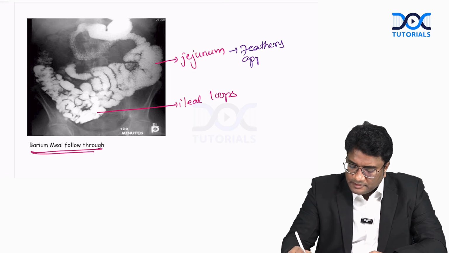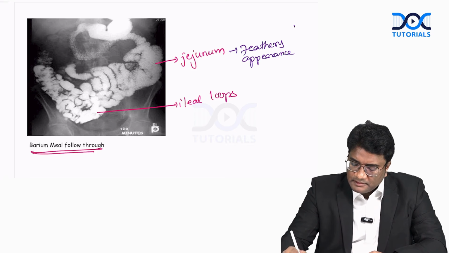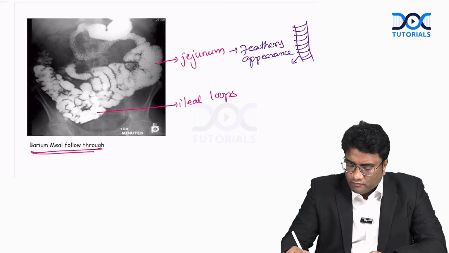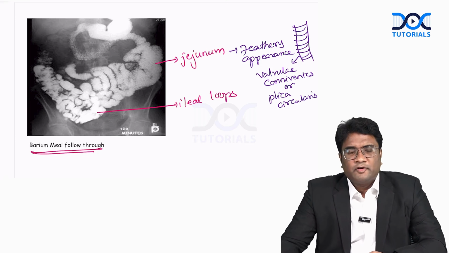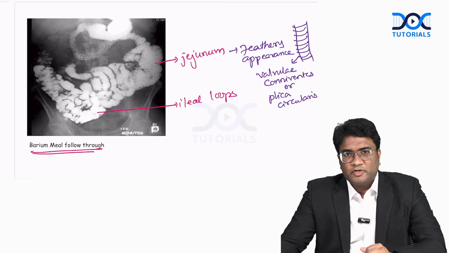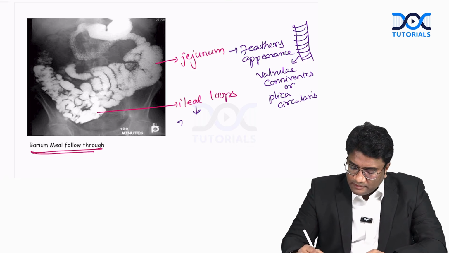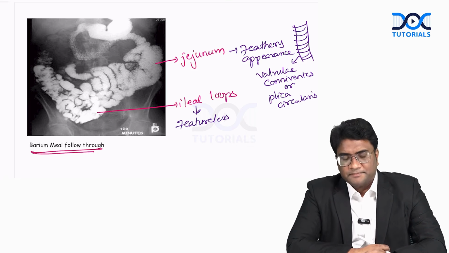The reason we have a feathery appearance in the jejunum is because of these circular mucosal folds that run through and through the bowel wall. These are your valvulae conniventes or plica circularis. That is the reason you have a feathery appearance in the jejunal loops. And ileal loops, they are featureless.